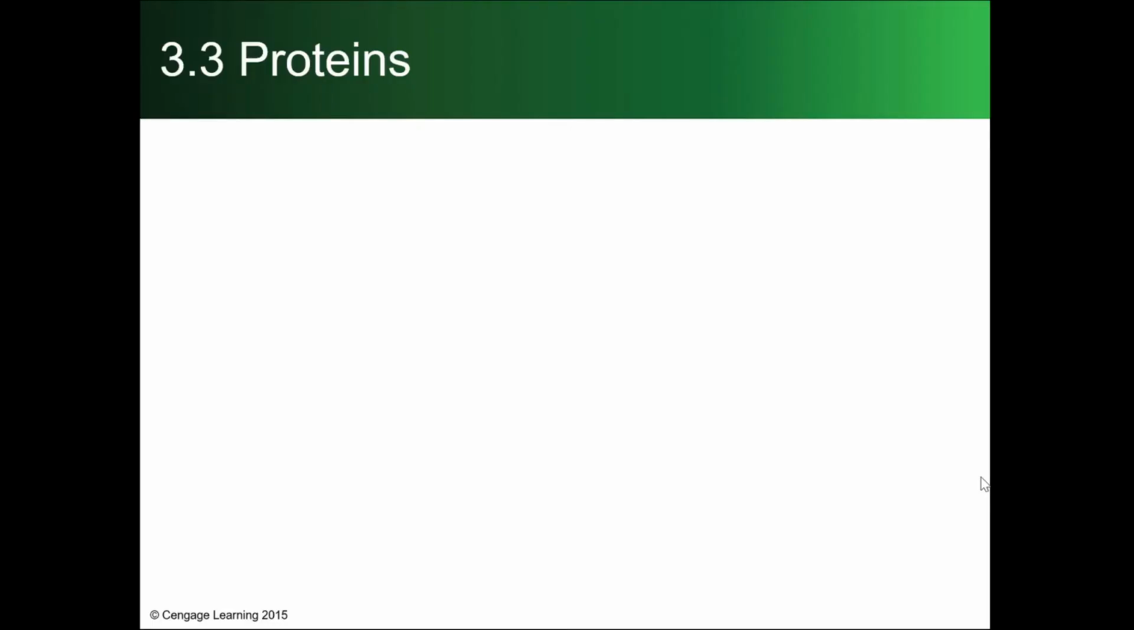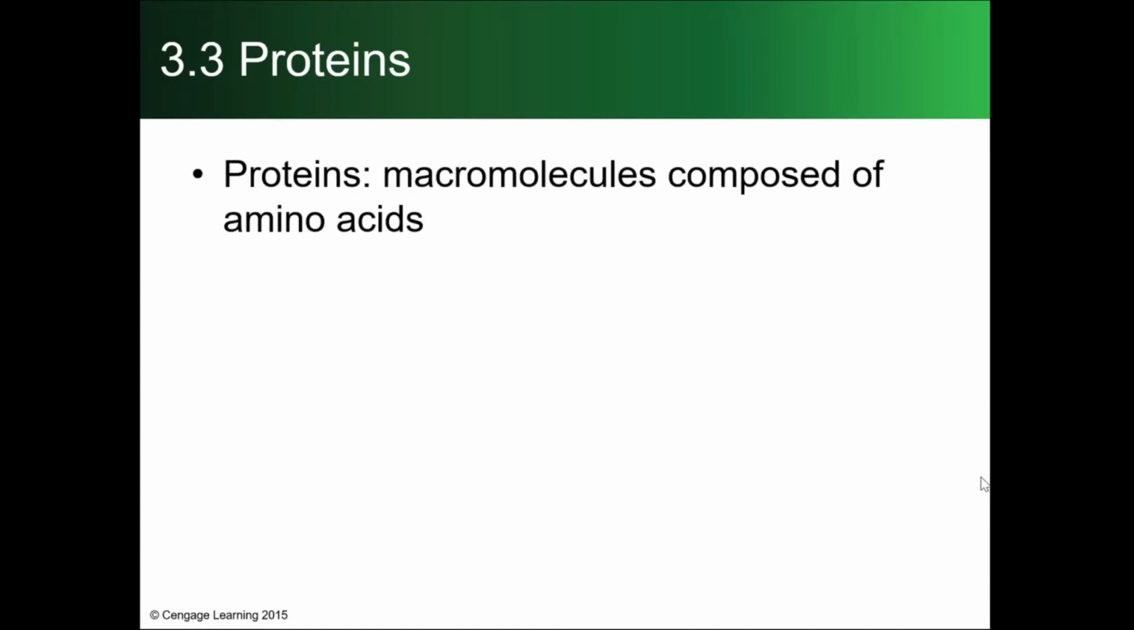First of all, what are proteins? Proteins are macromolecules that are composed of amino acids. So, proteins are large complex organic compounds that are composed of covalently linked amino acid subunits, and they contain carbon, hydrogen, oxygen, nitrogen, and sulfur.